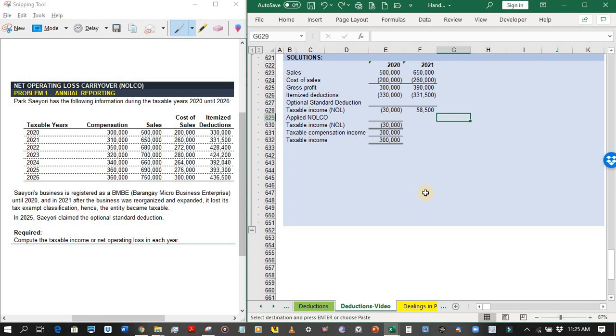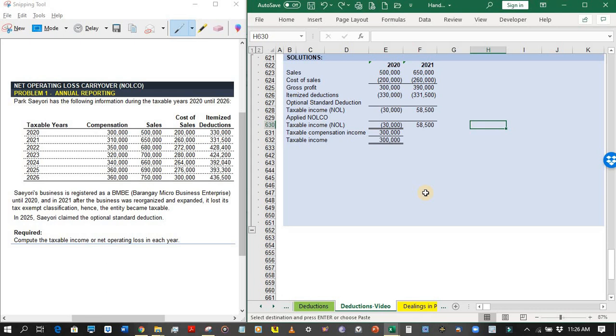So which means that at the time the NOLCO, or the net operating loss, was incurred, the taxpayer's business is tax exempt. That is why in the succeeding 3 years, the net operating loss cannot be deducted. So it failed to comply with that particular requirement. So that is why in 2021, our taxable business income is 58,500. And again, it should not be reduced by the 30,000 pesos net operating loss in 2020.